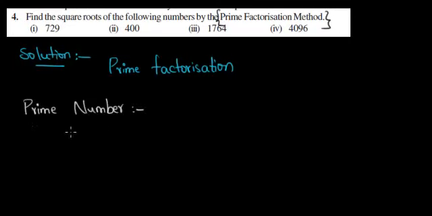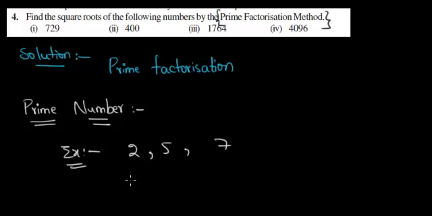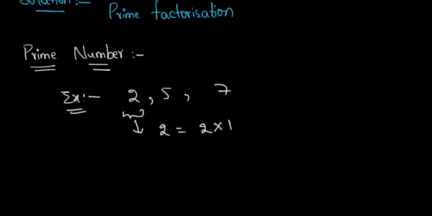And we define a prime number as a number which has no factors other than 1 and itself. Or in simple form, a number is said to be a prime number if it is divisible by only 1 and itself. Let us take the example. Here we have 2, 5, 7, and 2 is 2 times 1. So 2 is divided either by 2 or by 1. Therefore, a prime number has two factors, that is 1 and the number itself.